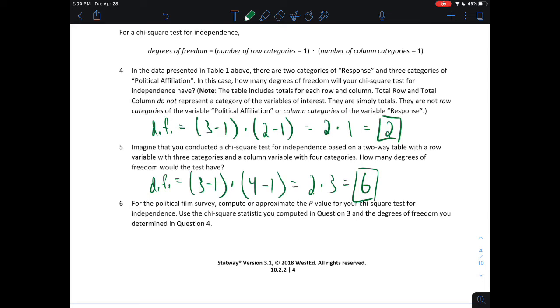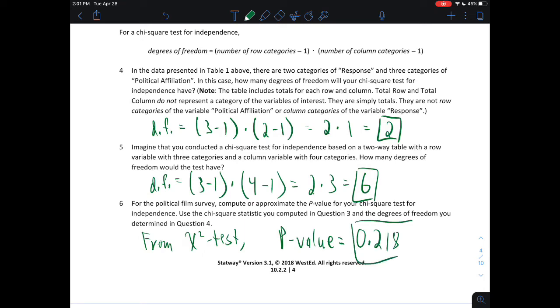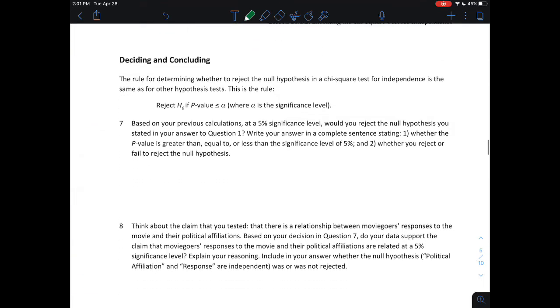But now for us, number 6, for the political film survey, compute or approximate the p-value for your chi-square test for independence. The chi-square test statistic you computed in question 3 and the degrees of freedom you determined in question 4 are what we would use if we were using chi-square CDF, but we already have this, so from the chi-square test, we get that the p-value is 0.218. So as you can see, this is much easier than what we were doing in the previous section. So now finally, a conclusion to end this lesson.